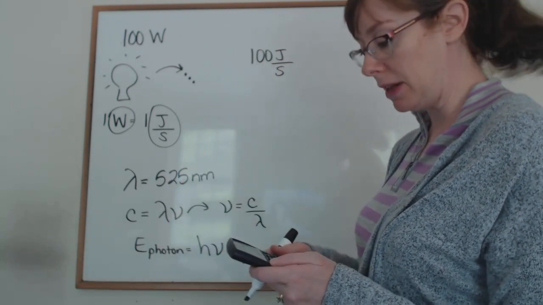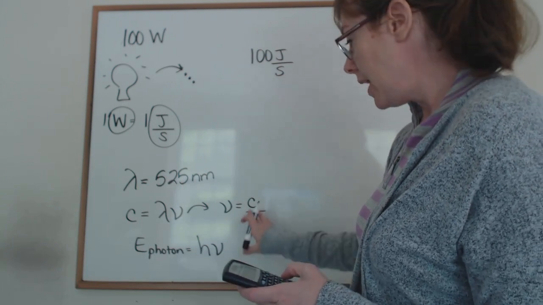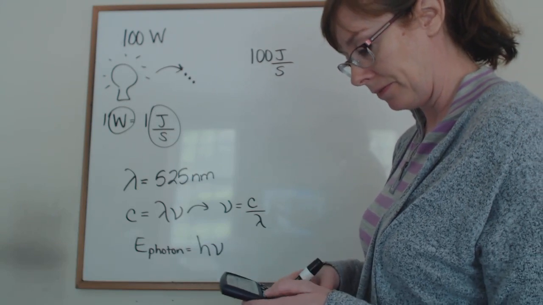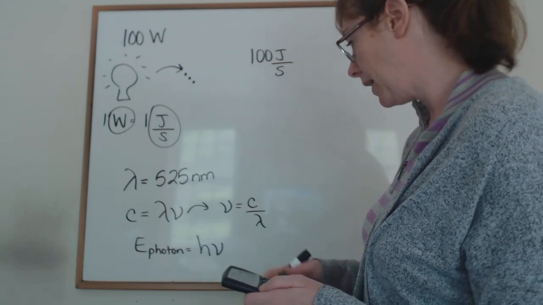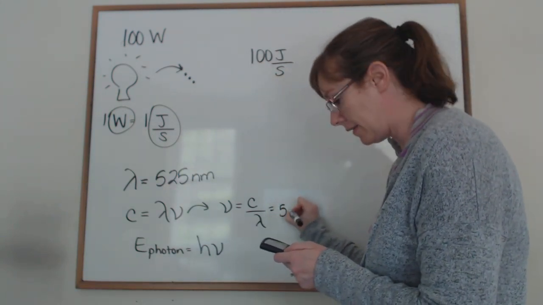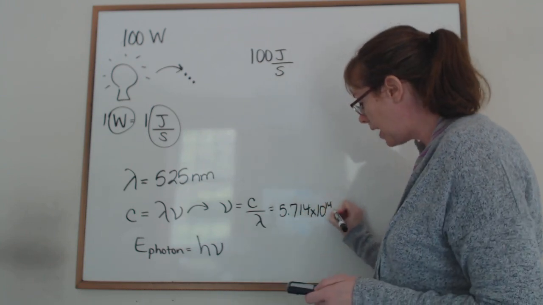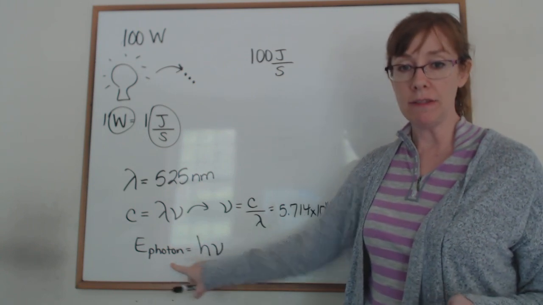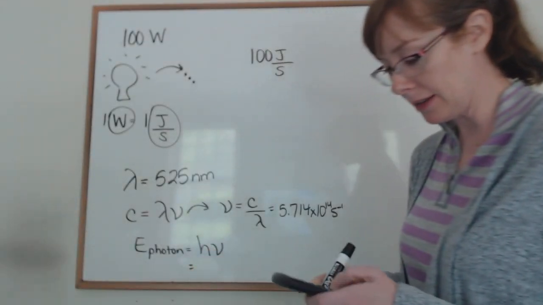Turning 525 nanometers into meters, and then dividing the speed of light by that wavelength in meters. And I'm getting a frequency equal to 5.714 times 10 to the 14th, s to the minus 1. And now I'm going to calculate the energy of a photon with that frequency by multiplying it by Planck's constant.